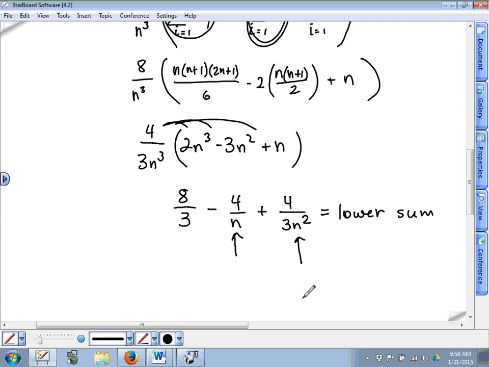Here's the point of all that, you guys, so don't miss this. What was n? The number of rectangles. So if I let n equal 3 for 3 rectangles, is the lower sum going to be a very good approximation of the area? How many rectangles should we use? So what if we now took this lower sum and did a limit as n approaches infinity?